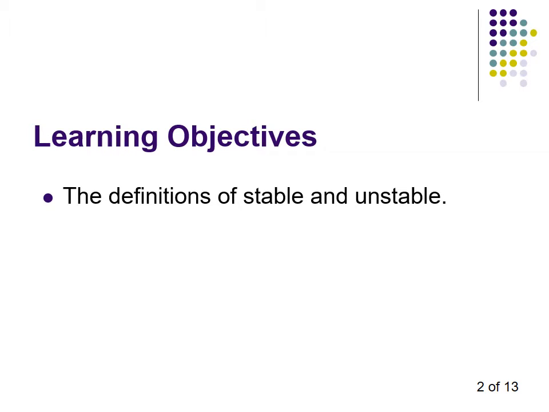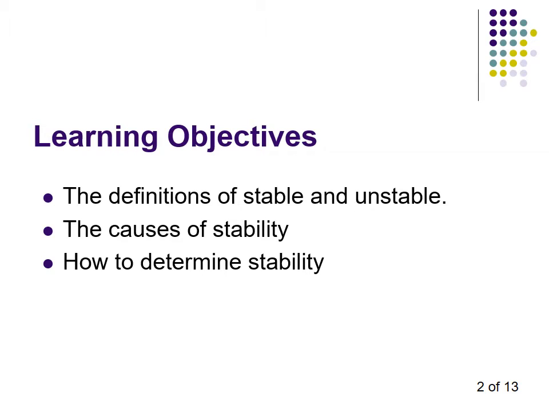So the learning objectives for this part of Chapter 6 are to know the definitions of stable and unstable, the causes of stability, and how to determine stability. So, what is stable or unstable?